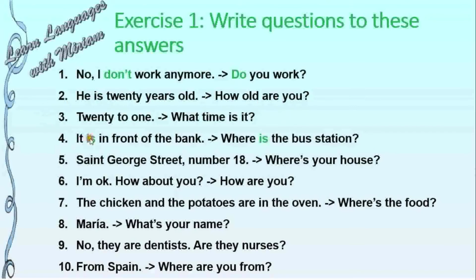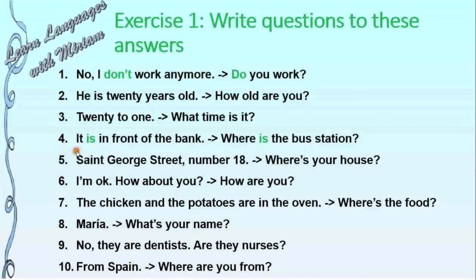3. 20 to 1. Here we are asking about time. So, what time? Then the verb to be is, and then the pronoun it. What time is it?